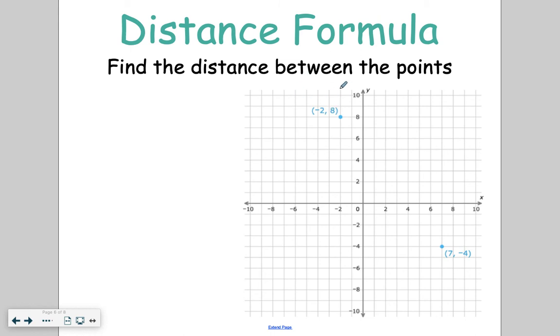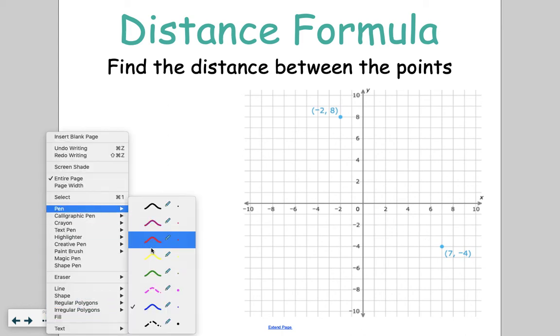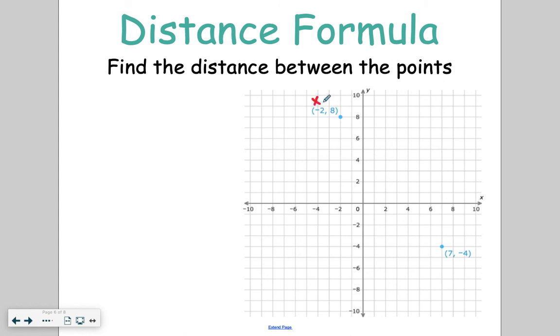Again, you can do this on a graph. So if these points are given to you on a graph, you're going to have to choose which one is your first and which one is your second. So I'm just going to say this is x1, y1, and x2, y2. So I'm going to say my distance is equal to the square root of x2, which is 7, minus x1, which is negative 2 squared, and then plus my y2, which is negative 4, minus y1, which is 8 squared.